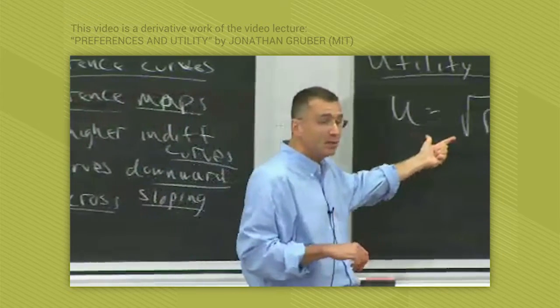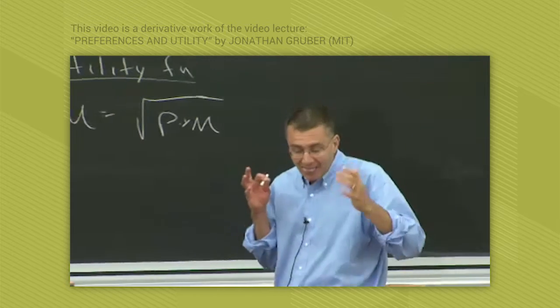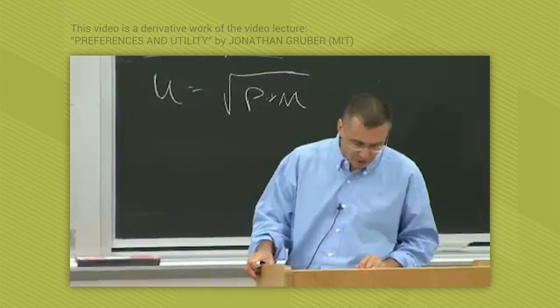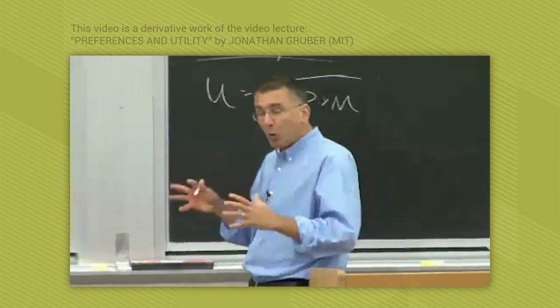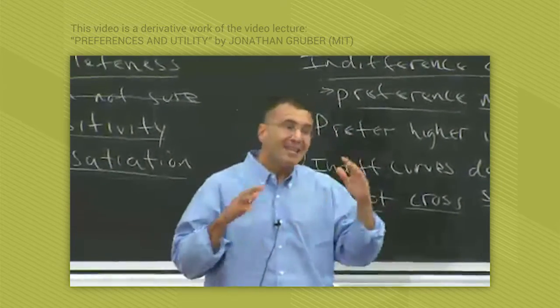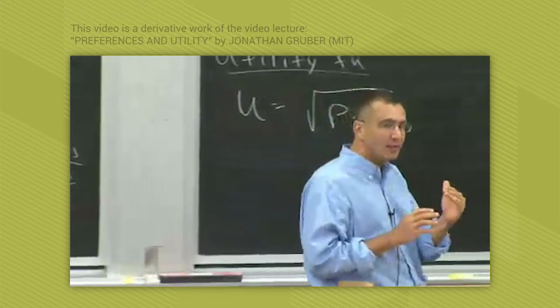So this is a mathematical representation consistent with those utility indifference curves. Not the only one. There are other mathematical representations that could be consistent with those indifference curves. But let's posit that this is your utility function. This is the mathematical representation of your tastes. Now, what does utility mean? Utility means nothing, in the sense that it is not a cardinal concept. It's only an ordinal concept.